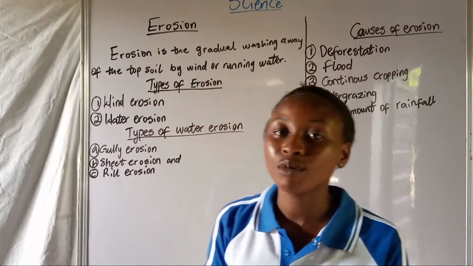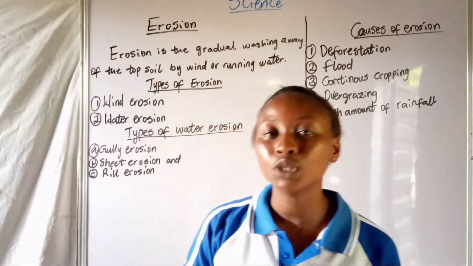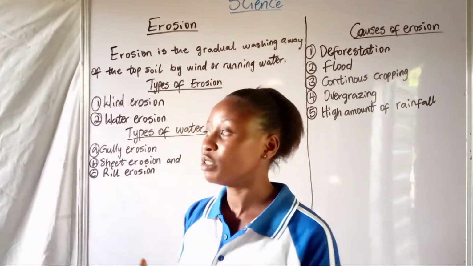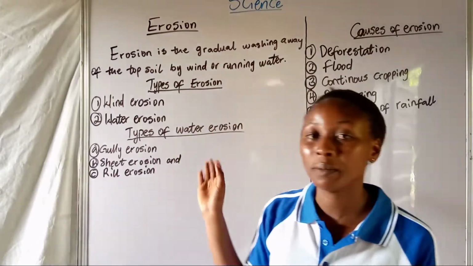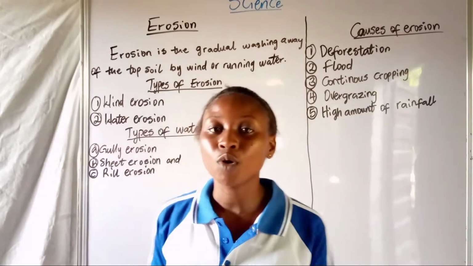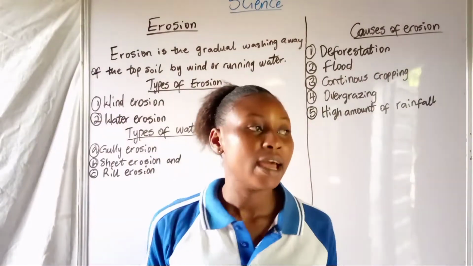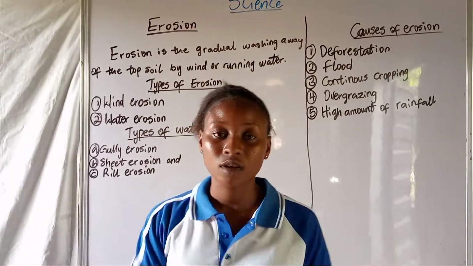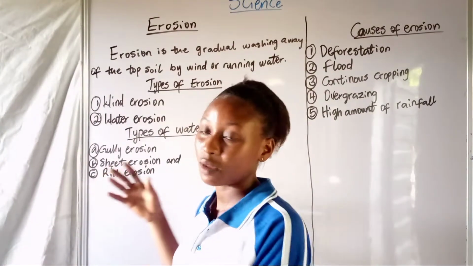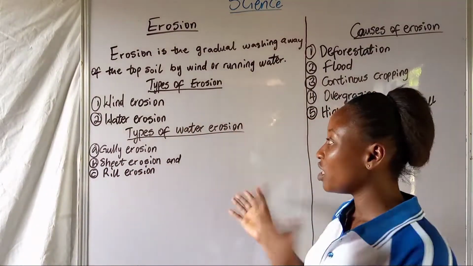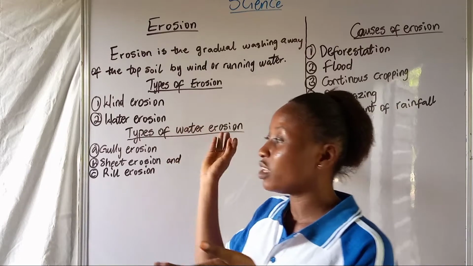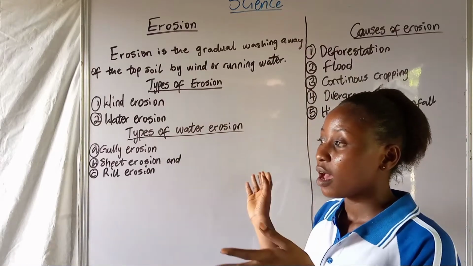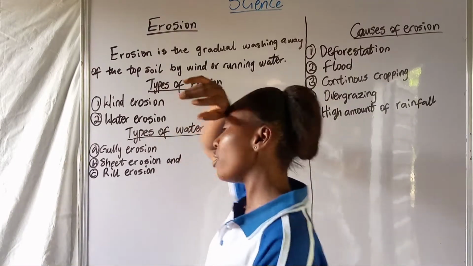Types of erosion. There are two types of erosion. We have the wind erosion and we also have the water erosion. Just as the name implies, wind erosion occurs when there is high wind, when there is heavy breeze. We are all familiar with that type of thing. When there is heavy wind, we can use it as an example of wind erosion.